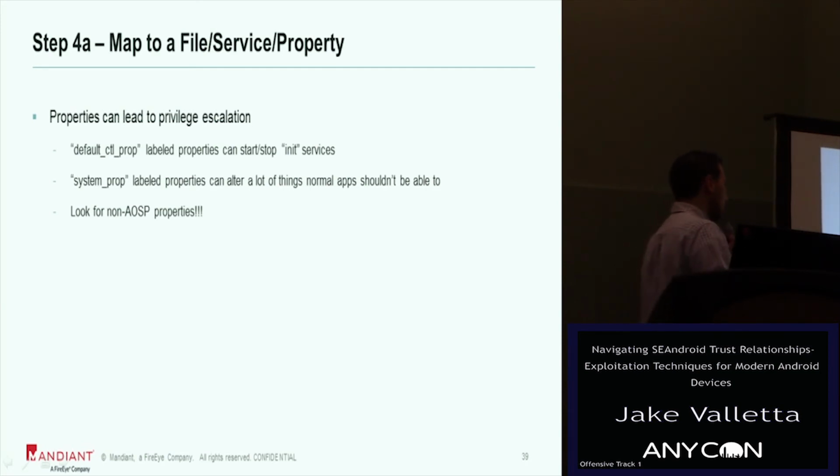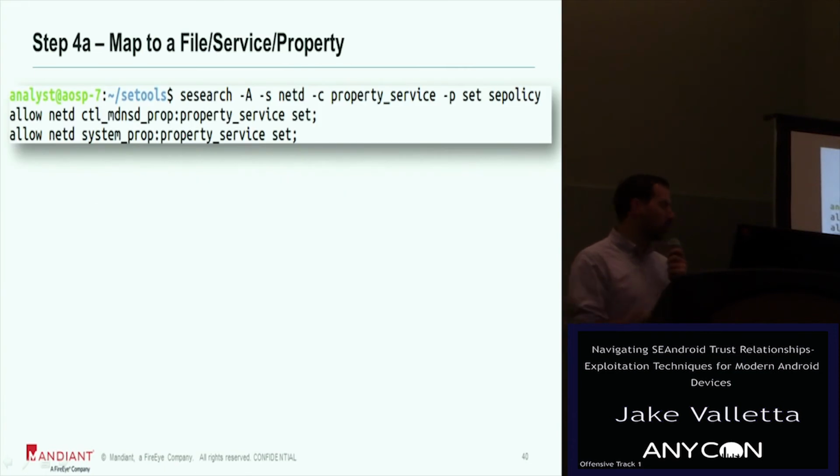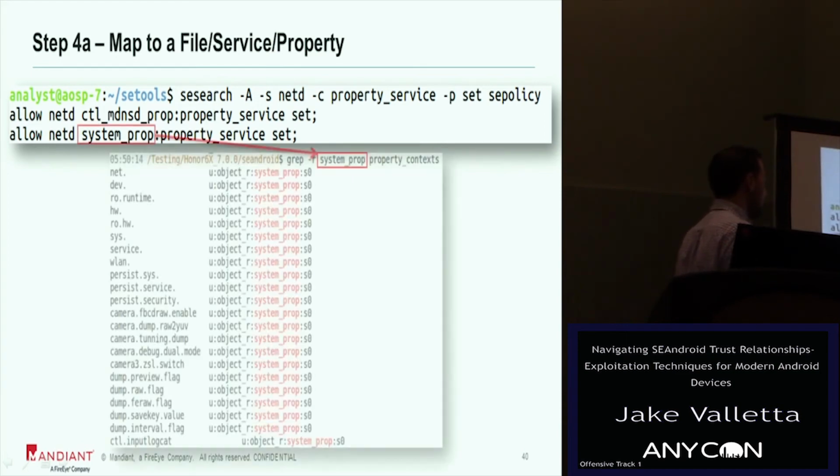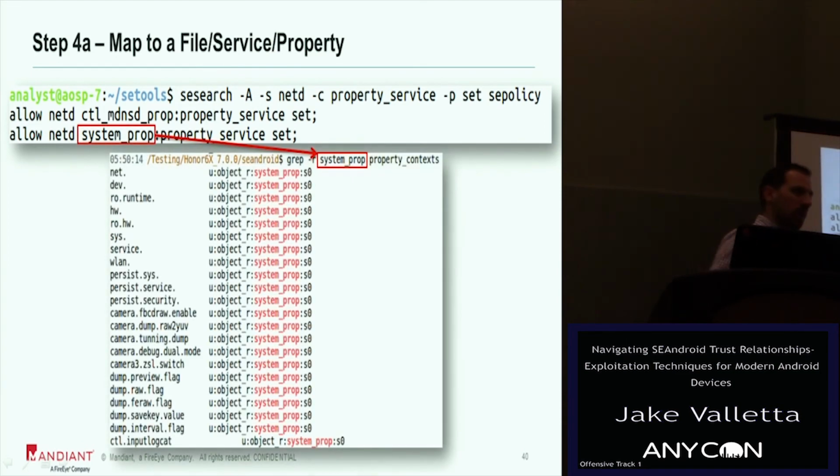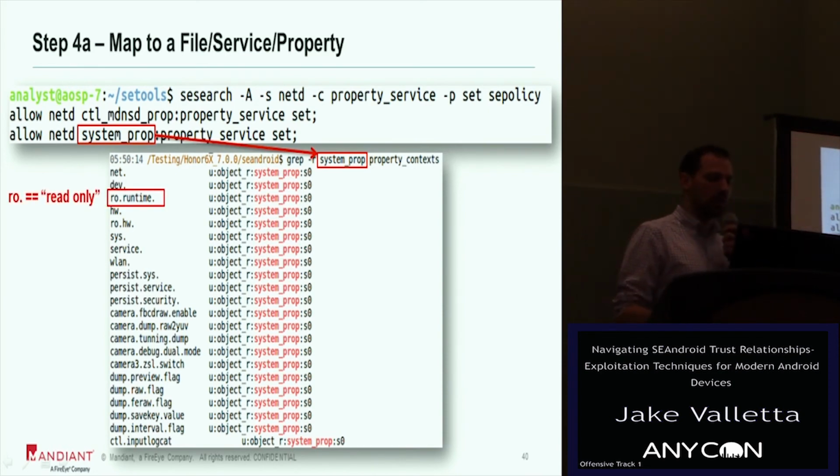So getting in one of these two is going to be really big. Again, look for non-AOSP properties. Here's an example right here. This is me running the SE search, and I'm looking for, if I'm the netd daemon, so let's say we exploited my Qualcomm bug here, and we're looking for properties that we can set on the Huawei Honor. We can set all sorts of stuff, in addition to read-only ones, which are kind of fun, right? Why would you be able to write to read-only ones? But that's kind of how things look here.